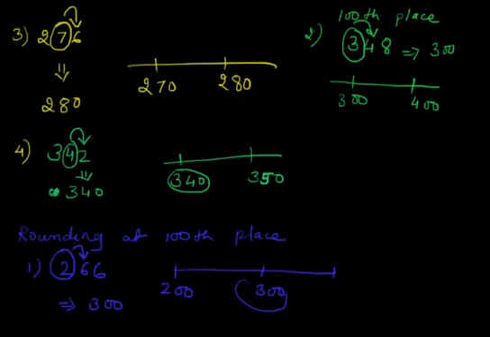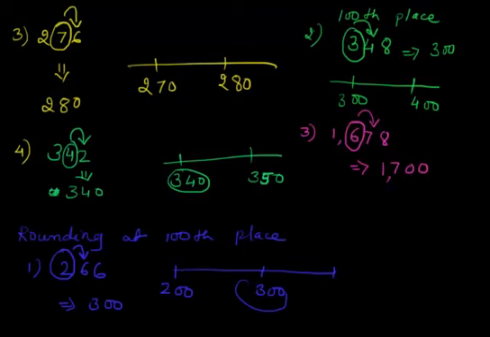So 300 is the rounded off value at the 100th place for 348. Let's take another example. Suppose we have 1678. We are rounding it off at the 100th place. This is the 100th place. Next to this is 7, greater than 5. So we will increase this number to 7 and the rounding of this gives 1700.